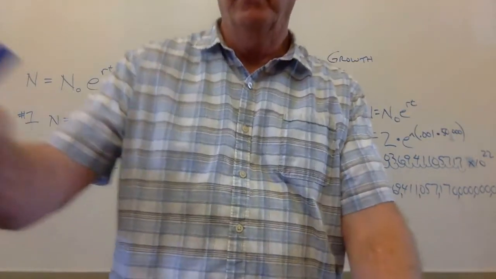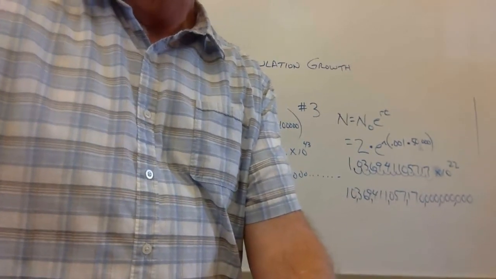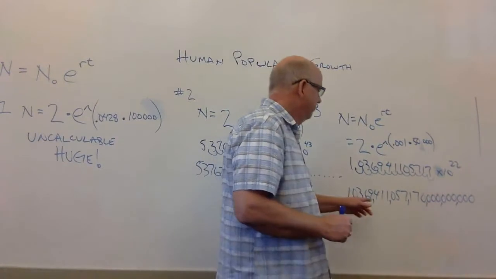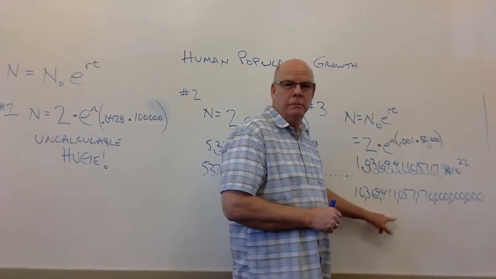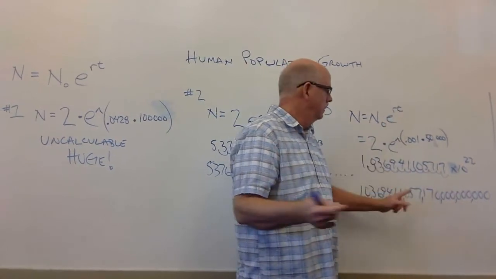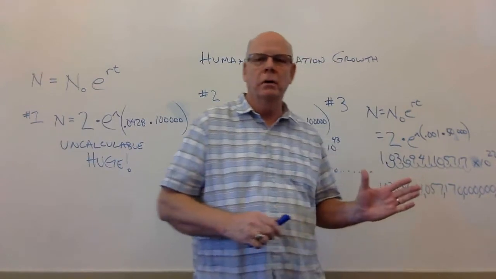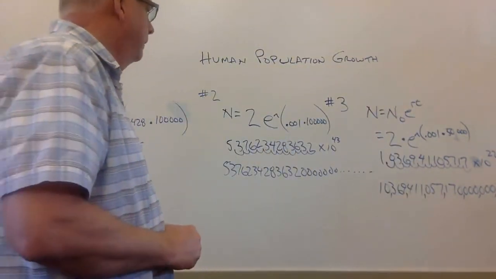I guess my number was so big here I got off the screen even, didn't I? There's my number. I'm pretty sure there's not that many people in the world right now and never has been, even if you added them up all over time. That's a huge, huge number. So something's wrong here somewhere, right? Something's wrong in our calculation and so on.